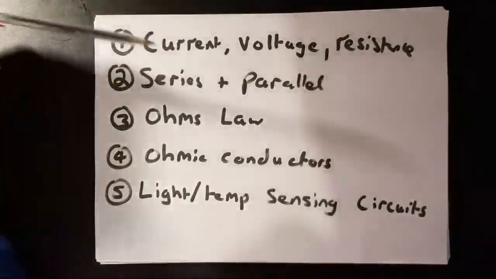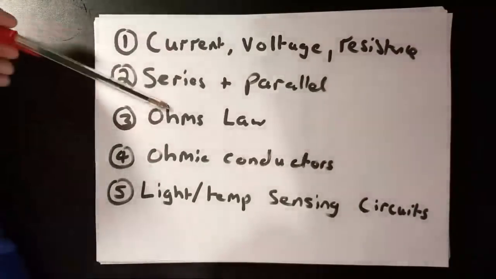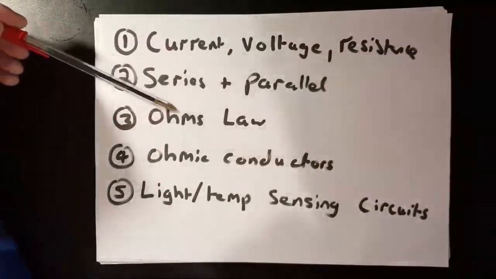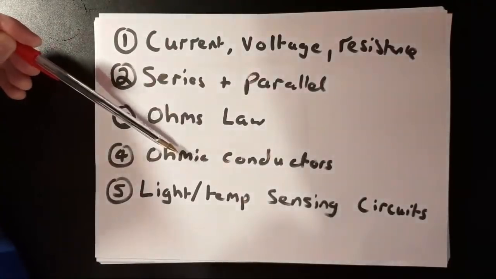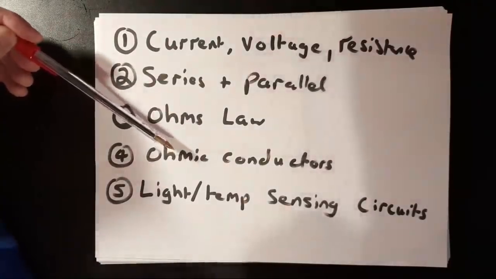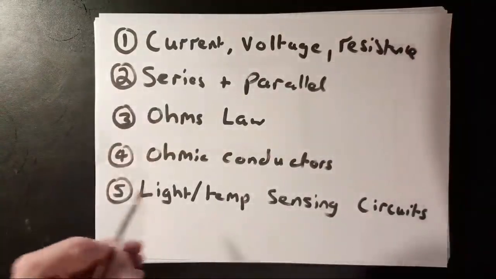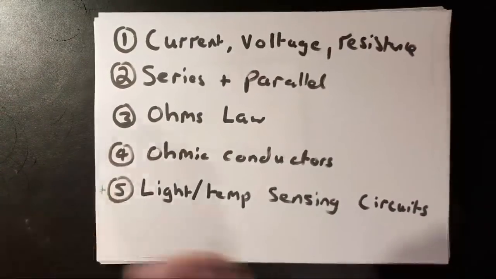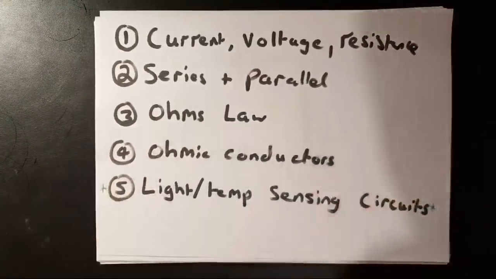Again, for GCSE level, series and parallel circuits, Ohm's law, how to use it, how to rearrange the equation, ohmic conductors, what an ohmic conductor is, and the graphs needed for ohmic conductors. And then this is sort of the higher level stuff over here. How we create, using LDRs and thermistors, a circuit that will detect changes in light and temperature level.